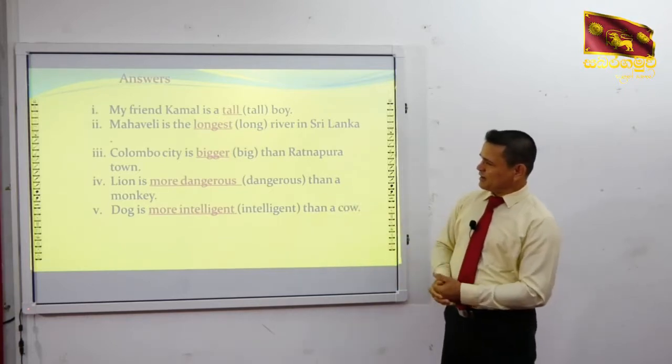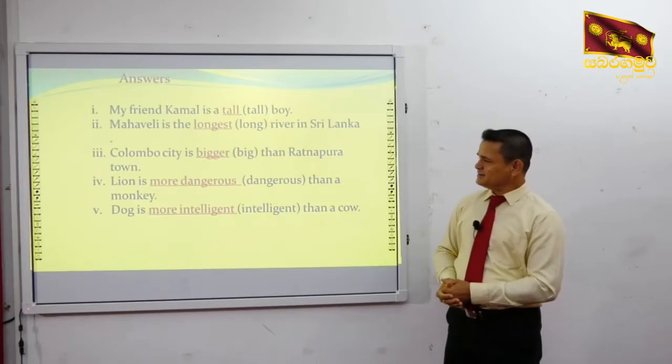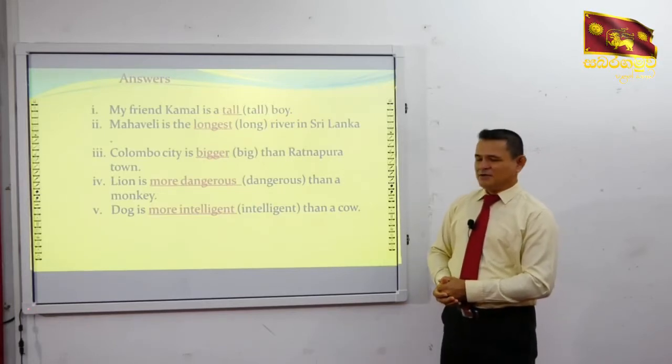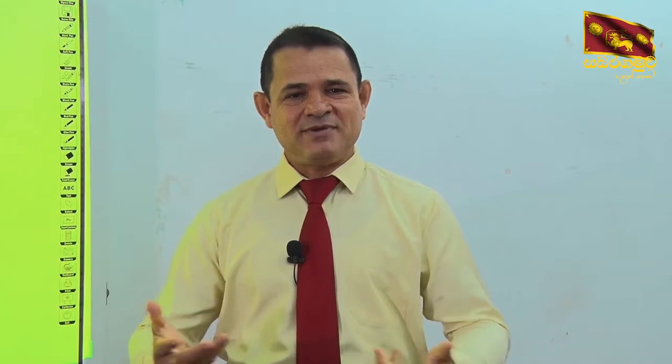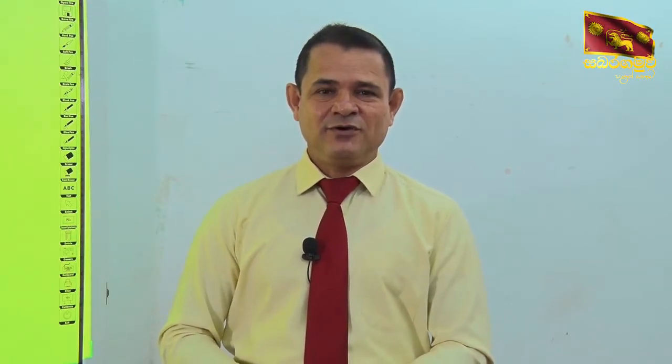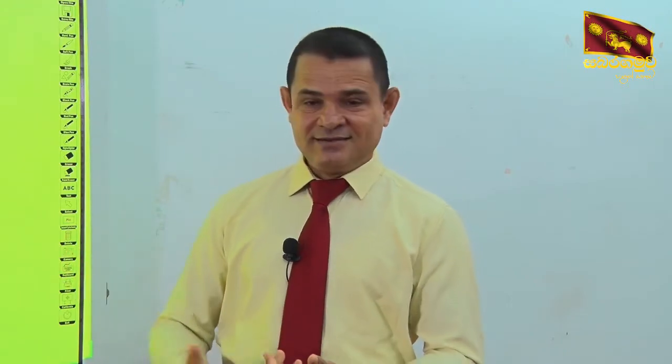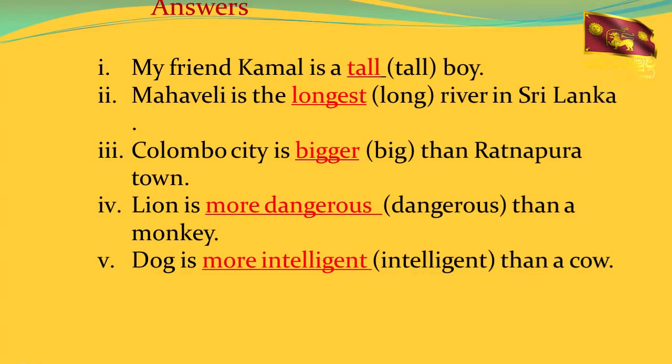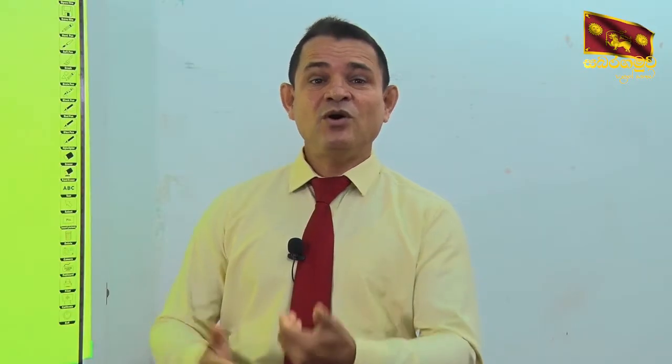And the next one. Lion is dangerous than a monkey. Again comparing two things, two animals. Definitely it should be comparative form. And now you know dangerous is a long adjective. As we understood earlier, that sort of adjective makes the comparative form by adding more. So then more dangerous, that's the correct answer.